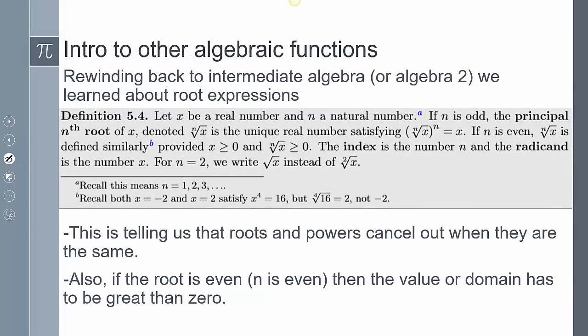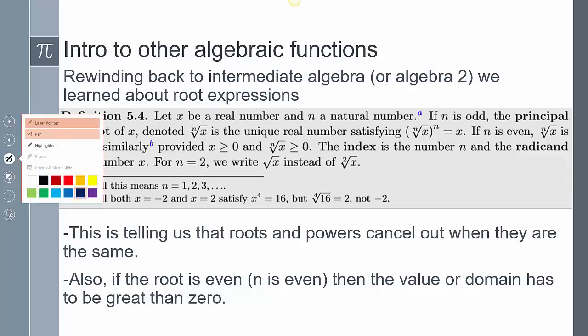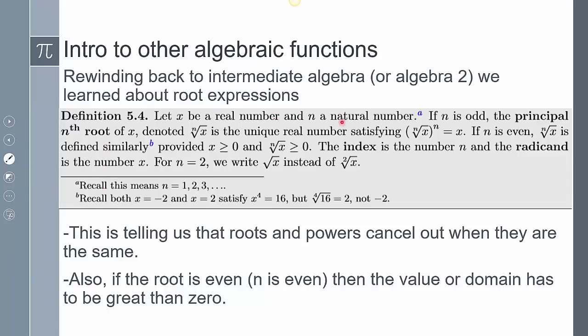Now, rewinding back to intermediate algebra, we learned about root expressions. It said, let x be a real number and n be a natural number. If n is odd, the principal nth root of x, so an odd root of x, is the unique real number satisfying it. What this is referencing is the fact that there's no ambiguity. So the cube root of 8 is 2. The cube root of -8 is -2. There is an actual unique number that satisfies it.